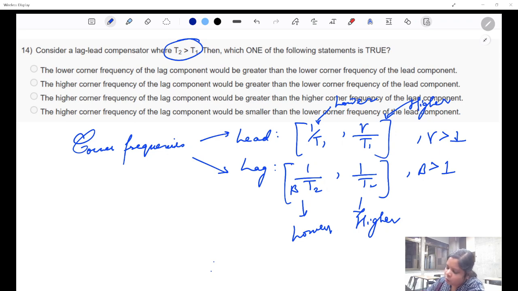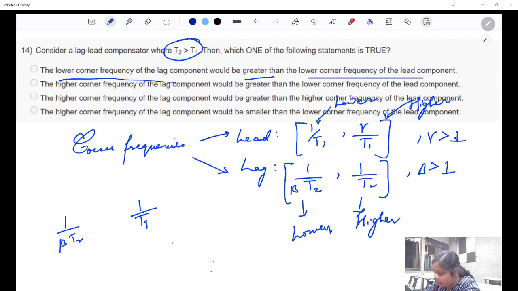Now the lower corner frequency of the lag component, which is 1 upon beta T2, would be greater than the lower corner frequency of the lead component, which is 1 upon T1. Can we compare this? We only know the relation T2 is greater than T1 and beta is greater than 1. How does that help? Can we comment on this statement?